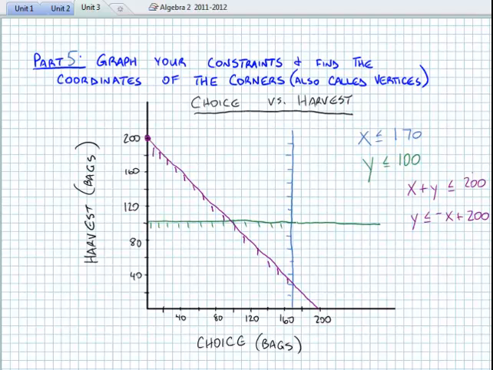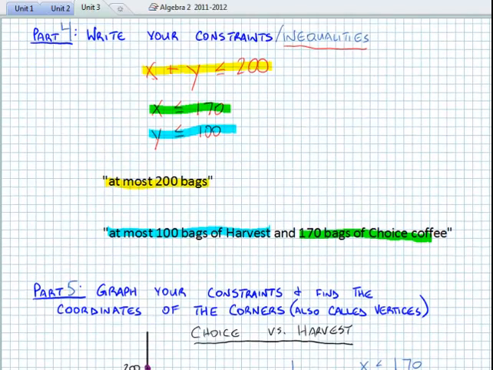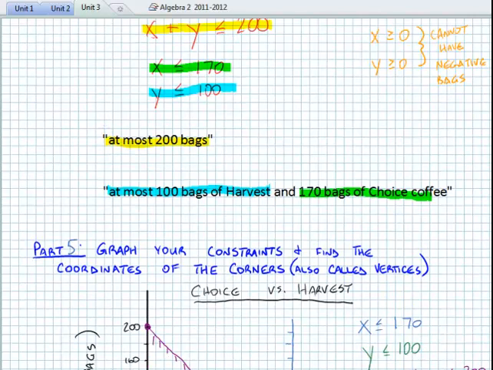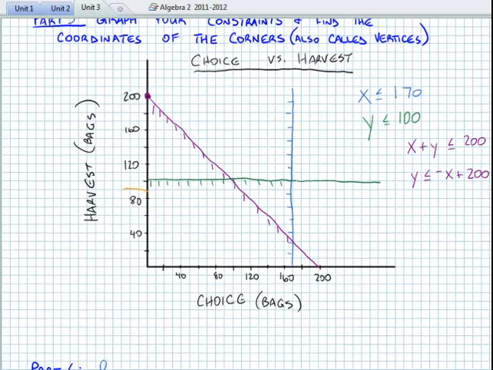Now, one thing you may not notice, or maybe you have noticed, is that I really have kind of secretly graphed two other inequalities as well. I didn't put them on here, but I probably should. We're going to leave x is greater than or equal to 0 and y is greater than or equal to 0 as constraints as well. And this is because you cannot have negative bags. So it's kind of secretly implied in there that we're not going to go to the left of the y-axis or below the x-axis. We're going to stay to the right of the y-axis and above the x-axis.